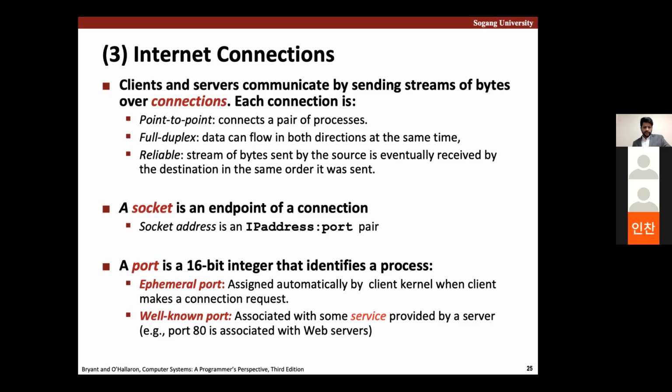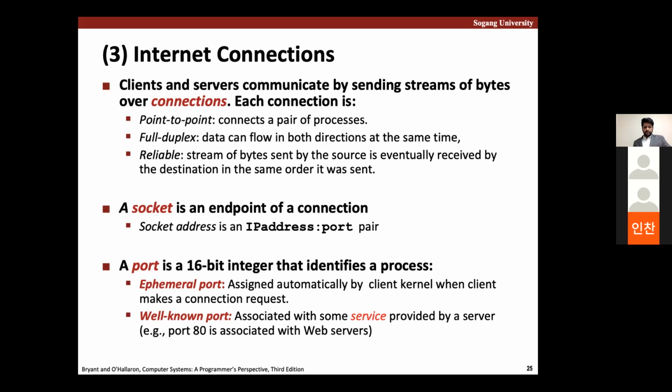And the port in the client's socket address is assigned automatically by the kernel when the client makes a connection request. It is known as an ephemeral port. So when a client wants to request a server, the client IP address will be appended with a port, but the user won't be able to see this. So it's called an ephemeral port. And there are several well-known ports.